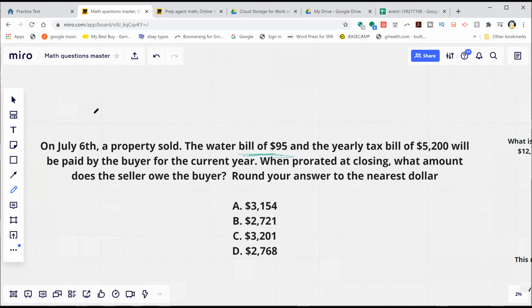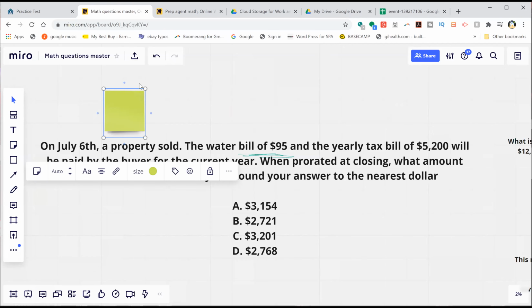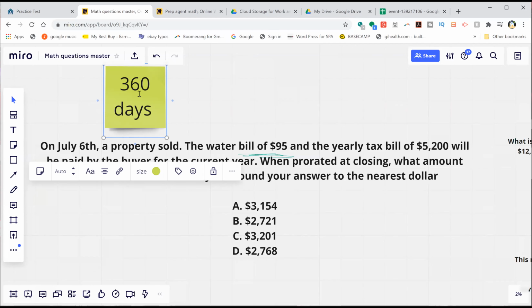So that being said, so July 6th, the property sold. So let's talk about how we prorate, okay? Let's talk about how we prorate. So how we prorate is this. We work off of a banking calendar, and that's 360 days in a year, okay? And 30 days in a month.